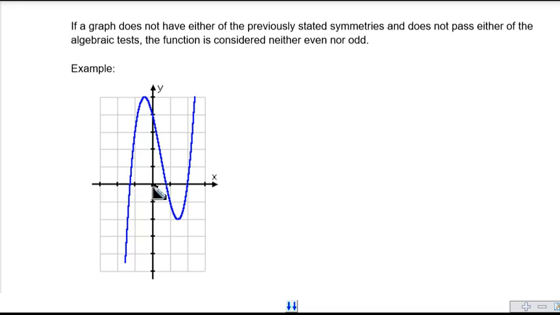So the question I would ask next is, could I rotate it rotationally around the origin? Look at those diagonals. Does this point match up to this one? And the answer is no. So since it doesn't fit into either one of those categories, this function would be considered neither.